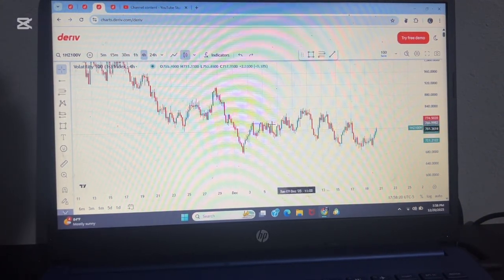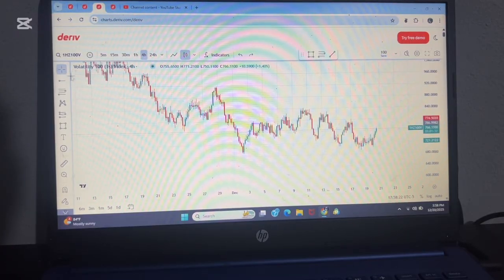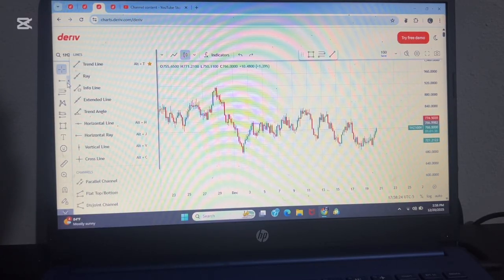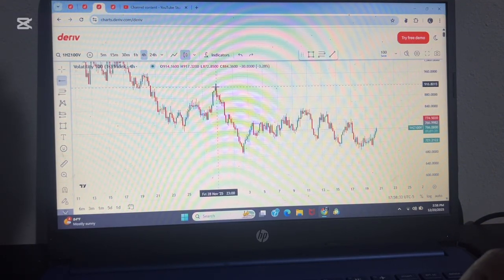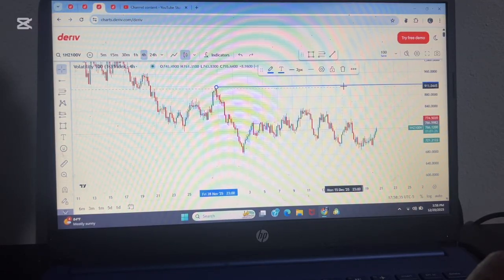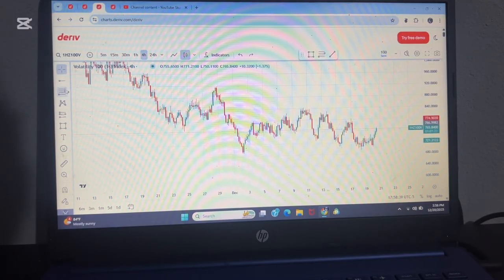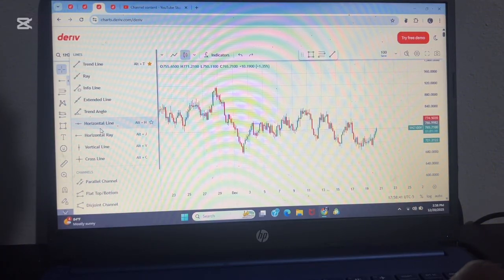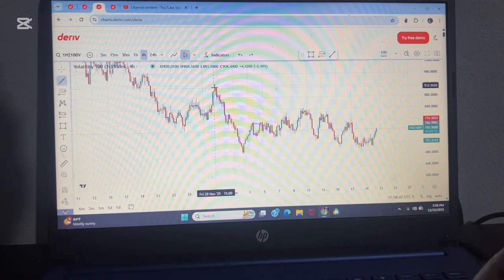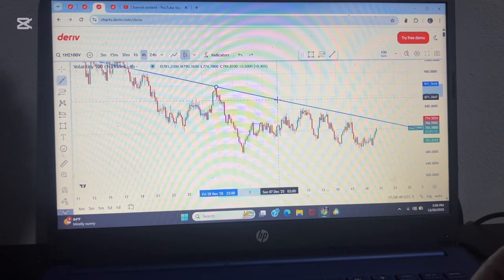Based off of everything that we are seeing, the trend is in a downtrend. You can identify a downtrend or an uptrend by the series of highs and lows.